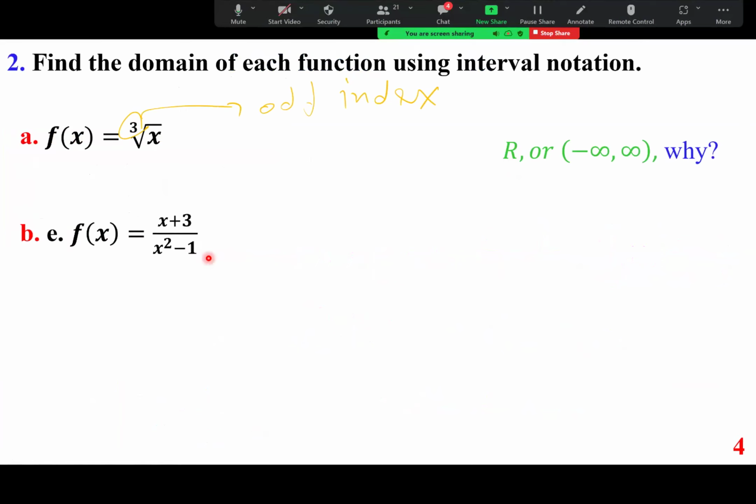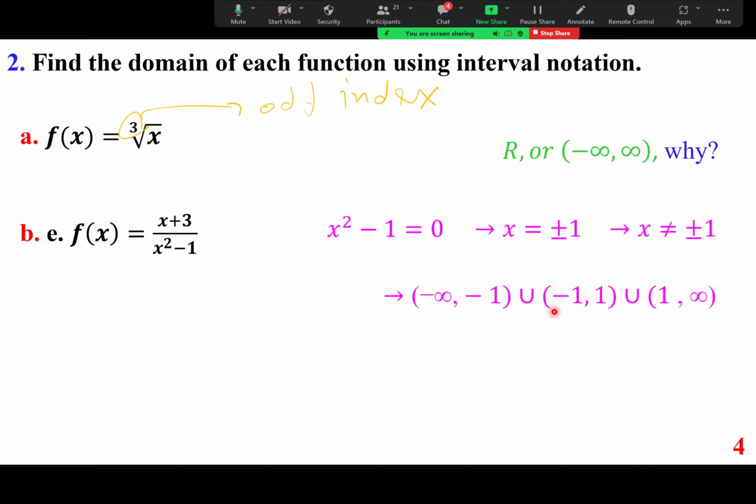You set the denominator equal to 0 because it's a rational function, and you exclude it. That means x squared is 1, so x is plus or minus 1. You exclude those. This is the domain, everybody. How do you write it? In interval format: from -infinity to -1, union -1 to 1, union 1 to infinity, and all of these endpoints take parentheses, meaning the endpoints are not included. In this case, the domain is all real numbers because it's a linear function.